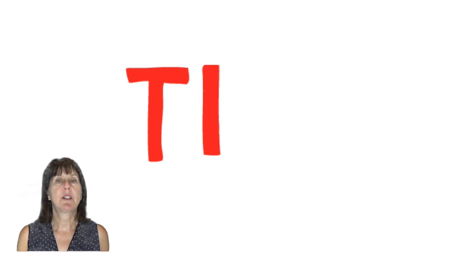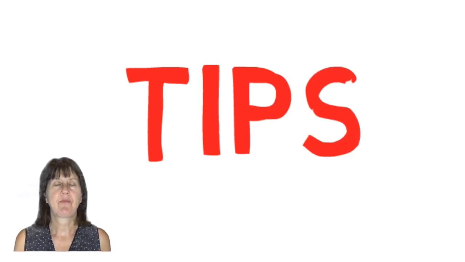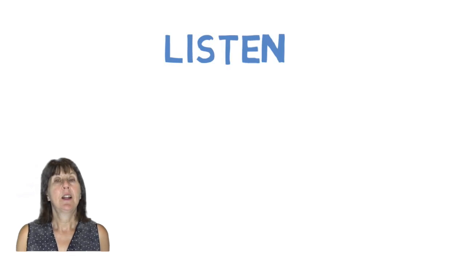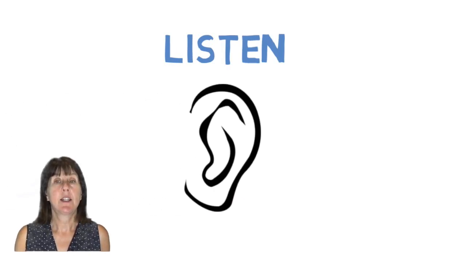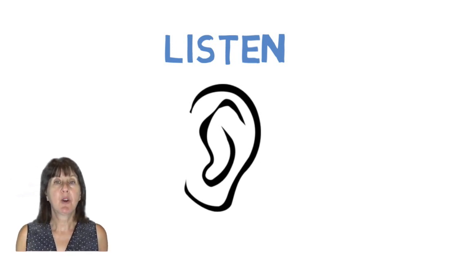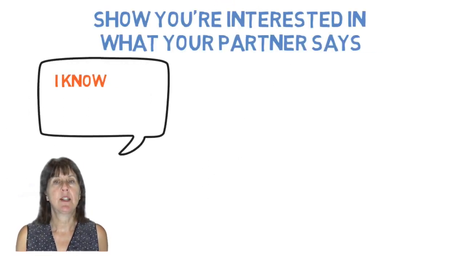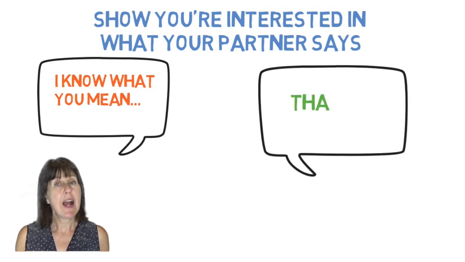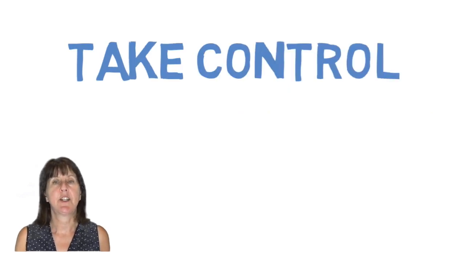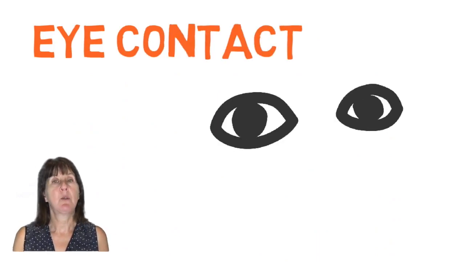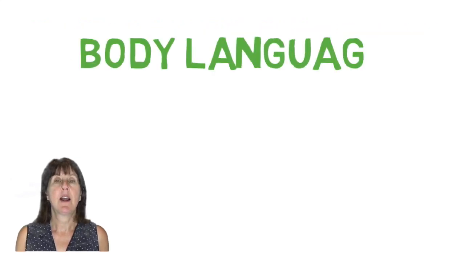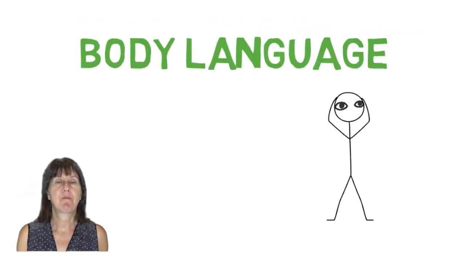So here are my essential tips for the FCE speaking exam. Most importantly, listen carefully to the tasks you have to do and your partner's answer so you can react to what they say and keep the conversation going. Show you're interested in what your partner says, which is really important, so you interact with the partner and the examiner. Move the conversation forward by taking control of the conversation. Eye contact is very natural. Body language is important, encouraging your partner and showing enthusiasm and engagement.